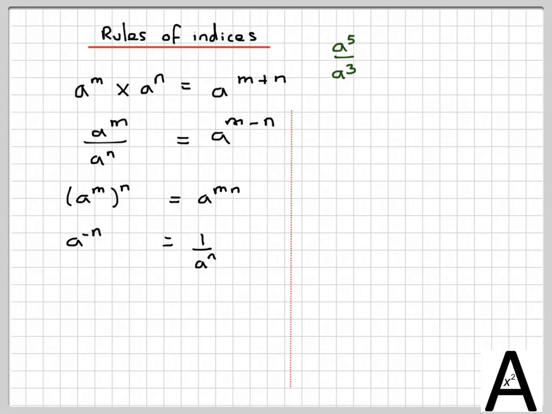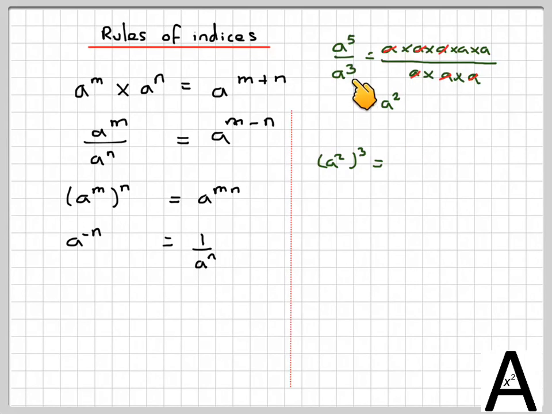Why? Let's have a look at some of the reasons behind some of these rules. So if we've got a to the 5 divided by a cubed, well then we know that is a times a times a times a times a divided by a times a times a. If we cancel out those a's, we're just going to be left with a squared. So therefore we can very easily see that 5 minus 3 gives me 2, which is an application of this rule here.